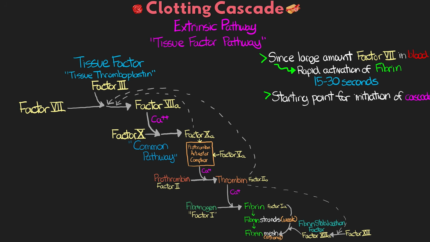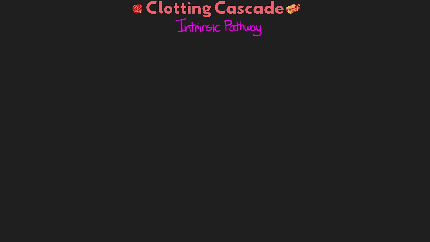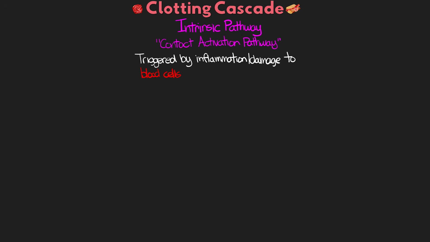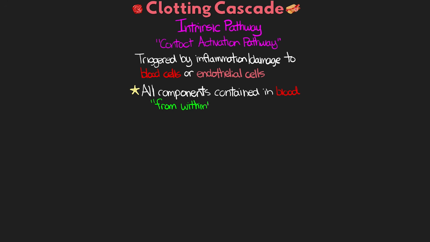Next, we're going to talk about the intrinsic pathway. And the intrinsic pathway is also known as the contact activation pathway, and this pathway is triggered by either inflammation and or damage to blood cells or endothelial cells, and oftentimes is the result of blood being exposed to collagen of the subendothelial layer. So all the components that are required for this pathway are actually contained in the blood, hence its name intrinsic, meaning from within. Remember that our extrinsic requires that tissue factor that's going to come from outside tissue.